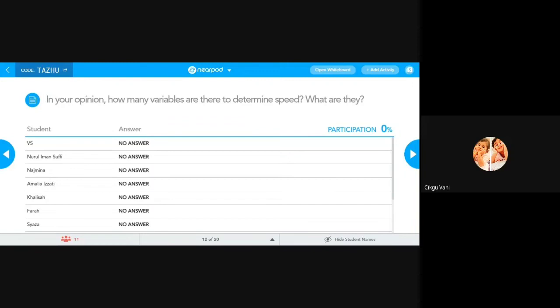Yes, there is a question, right? What is the question? How many variables are there? How many variables do we have to determine speed? What determines the speed? What do you think? You can write your answers. Later we are going to check that out. You can straight away answer and then submit your answer.